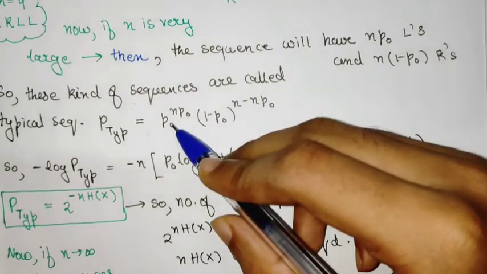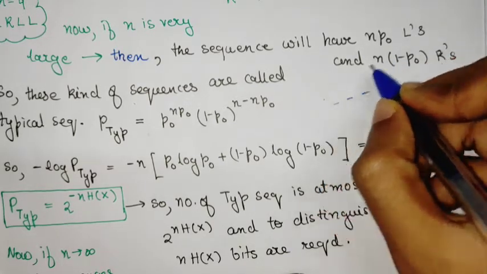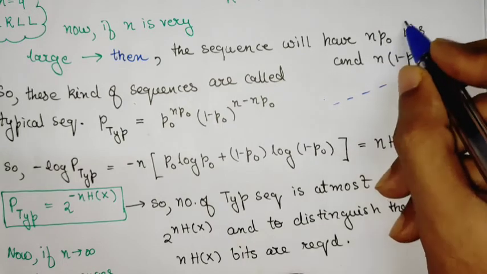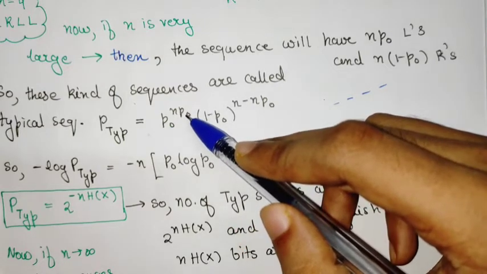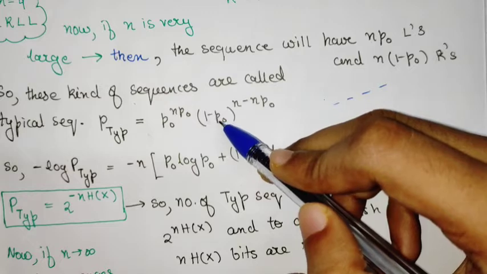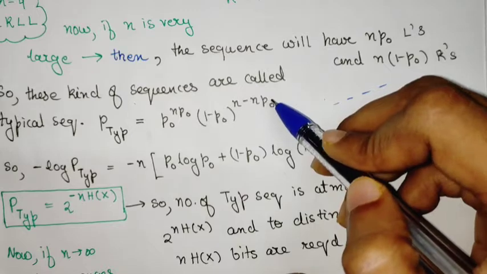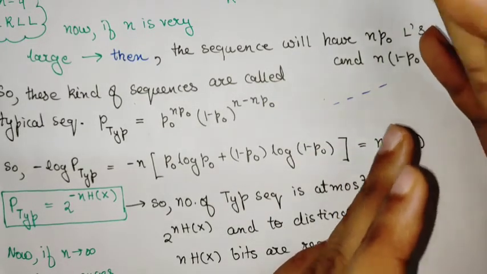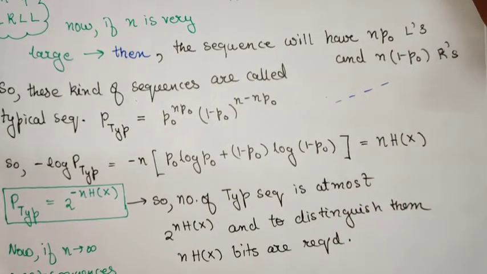you see, suppose out of n trials you have to fill n p naught trials with left. Getting left is p naught, so it is p naught power n p naught, and then the remaining will be filled with 1 minus p naught, and the remaining is n minus n p naught. So essentially it is an application of probability theory, and the fact that the probability of getting A and B is the product of the probability of A times the probability of B if they are independent events.